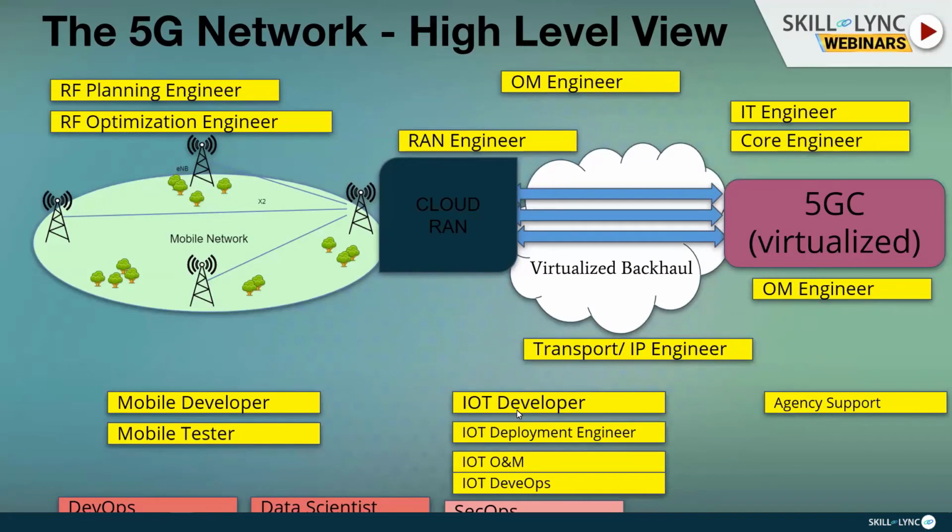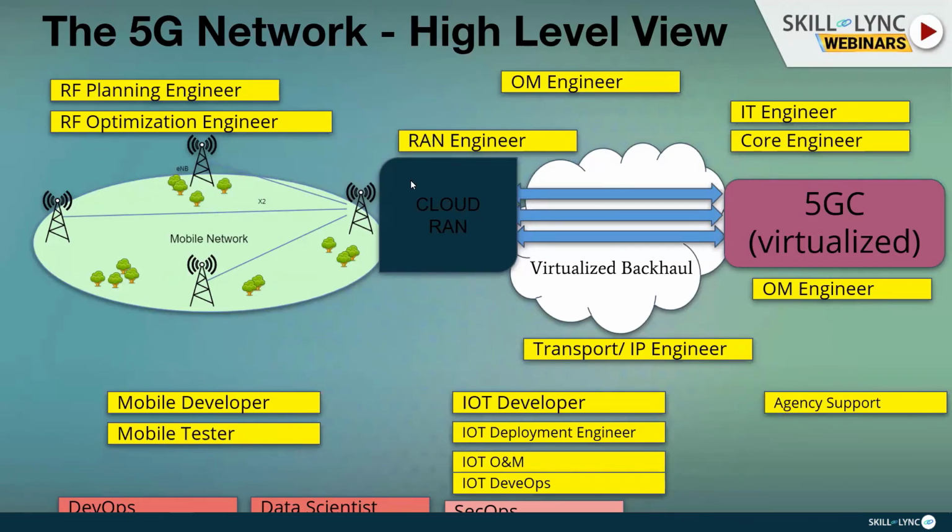5G will bring another category of devices, that would be IoT. So you would have IoT developer and deployment engineer. Then for that, you will have operation and maintenance. Then DevOps. DevOps is actually for IoT as well, where you have to deploy updates on massive numbers of devices. Then there is agency support. Suppose you are going to support critical applications: sooner or later the military or the police would be using these 5G networks, and then you have to support those agencies as well. So this is agency support.